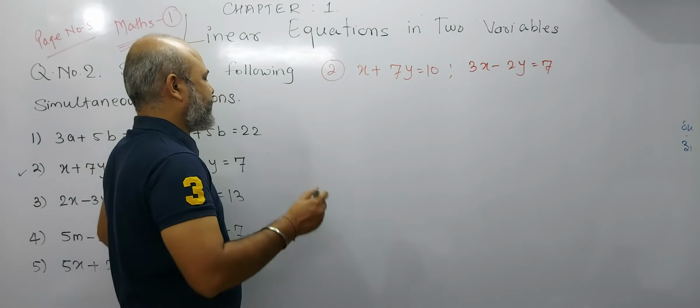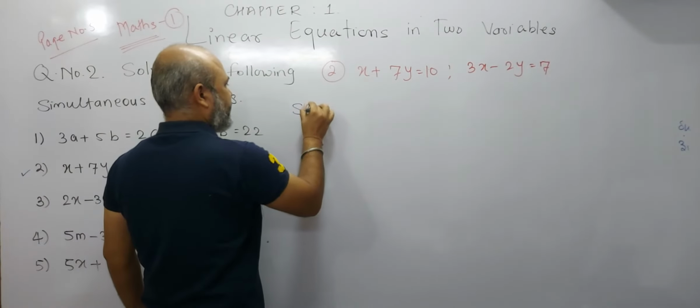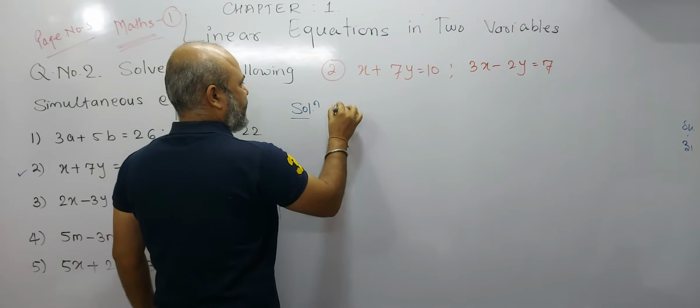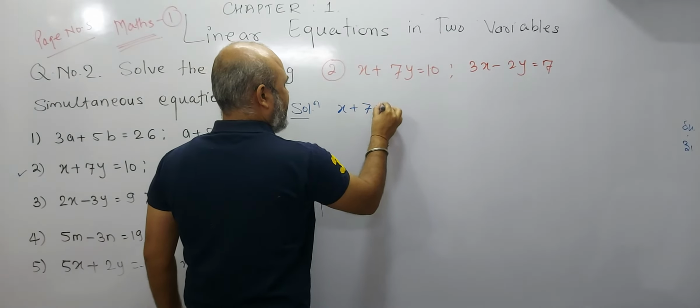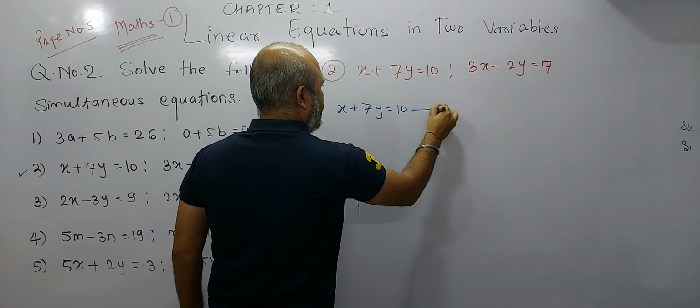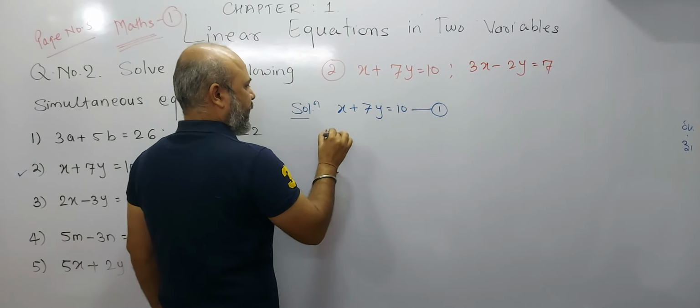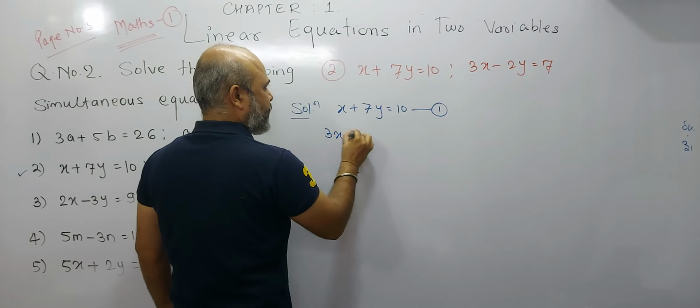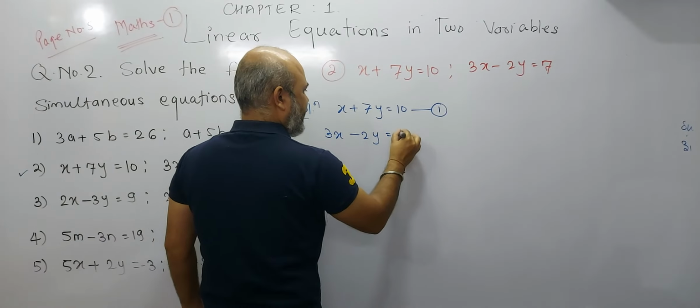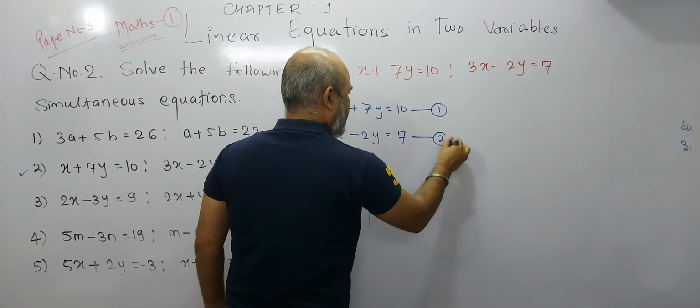So we'll start the solution. First we'll write x plus 7y is equal to 10. This will be equation number 1. And 3x minus 2y is equal to 7. This will be equation number 2.